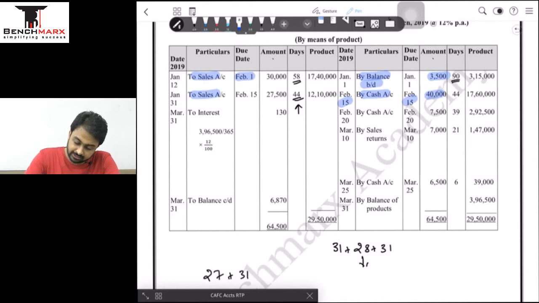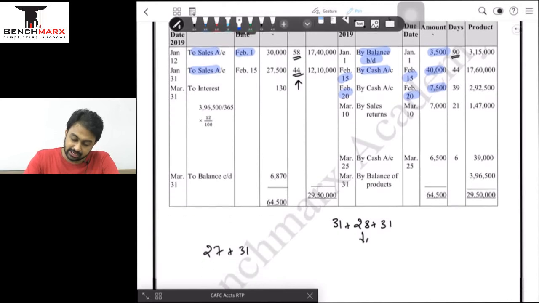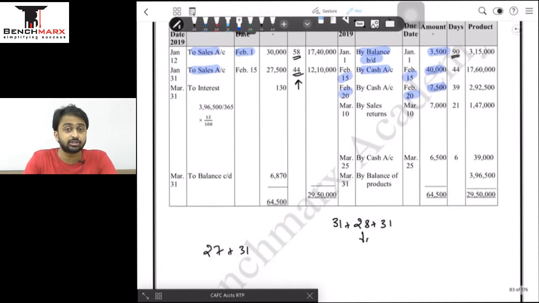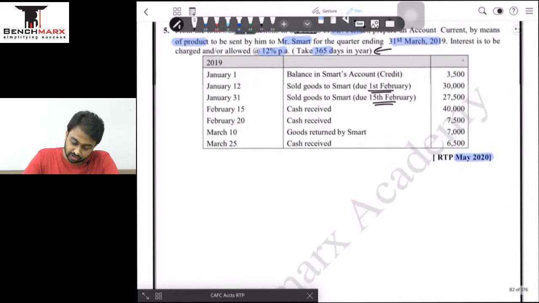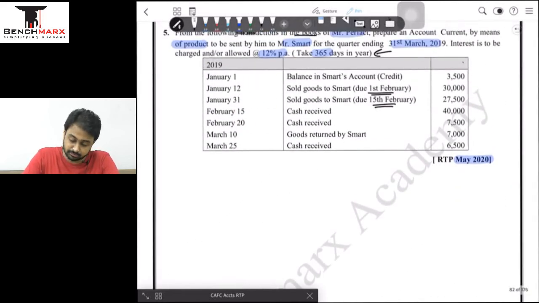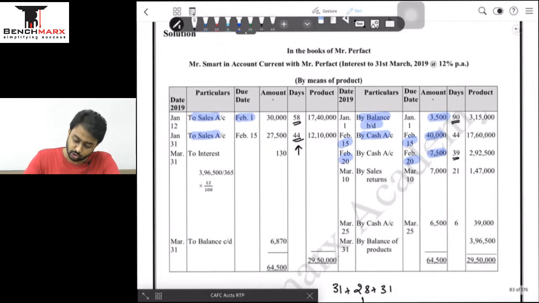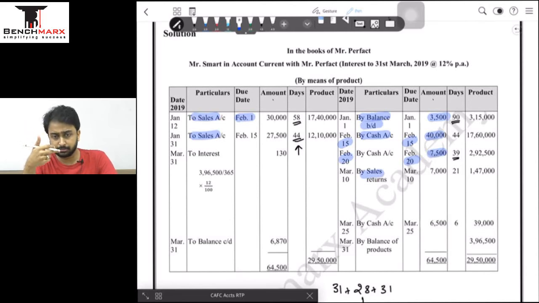ठीक है, next transaction is 20th of Feb, again cash received 7,500. 20th of Feb itself becomes the due date, 7,500. Number of days is 8 days of Feb and 31 days of March, that is 39 days जो यहाँ पे आ चुका है. ठीक है, last नहीं, second last, goods returned by Smart. It is as good as saying sales return, so we'll have entry sales return debit to Smart, to Smart मतलब buy sales return.